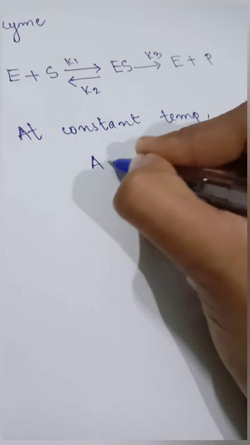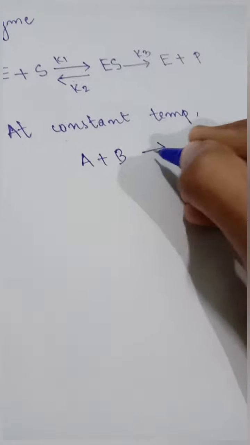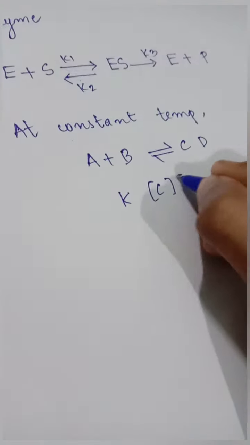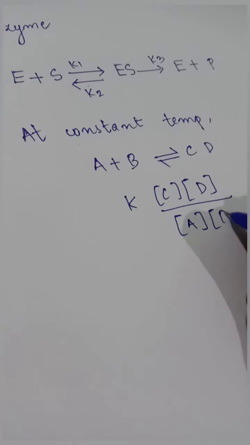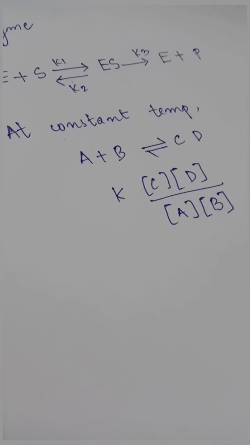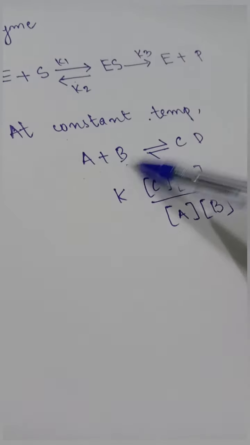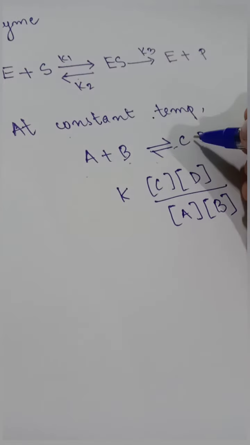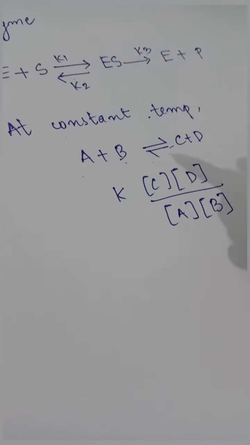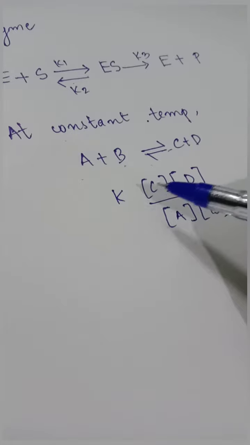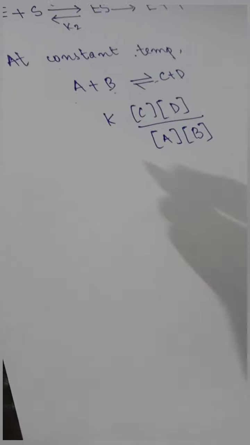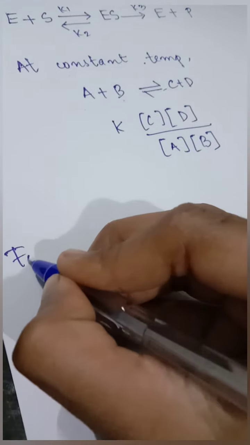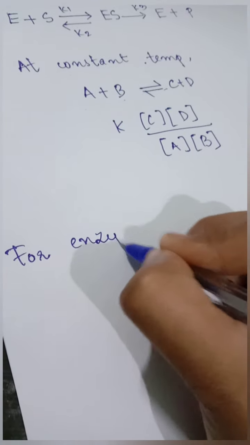So, for example, A plus B gives and gives back C plus D. At constant temperature, the rate of a reaction will be directly proportional to the concentration of reactants. That's it. Next, let's discuss enzyme kinetics.